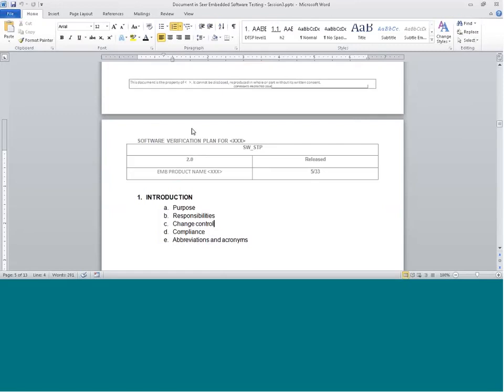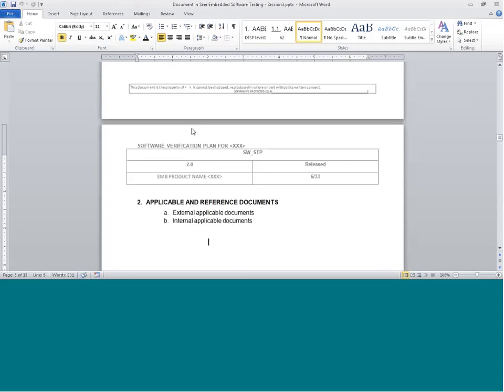Maybe in the end, for some other questions, we can create an example, or the audience can create an example under the embedded system. So probably I am going to assign an activity which will help the audience, the students, to come up with a good test plan. Probably that will be an activity we will take up in the following session. So first thing will be the introduction with the purpose, responsibilities, change control, compliance and abbreviations as part of the test plan.